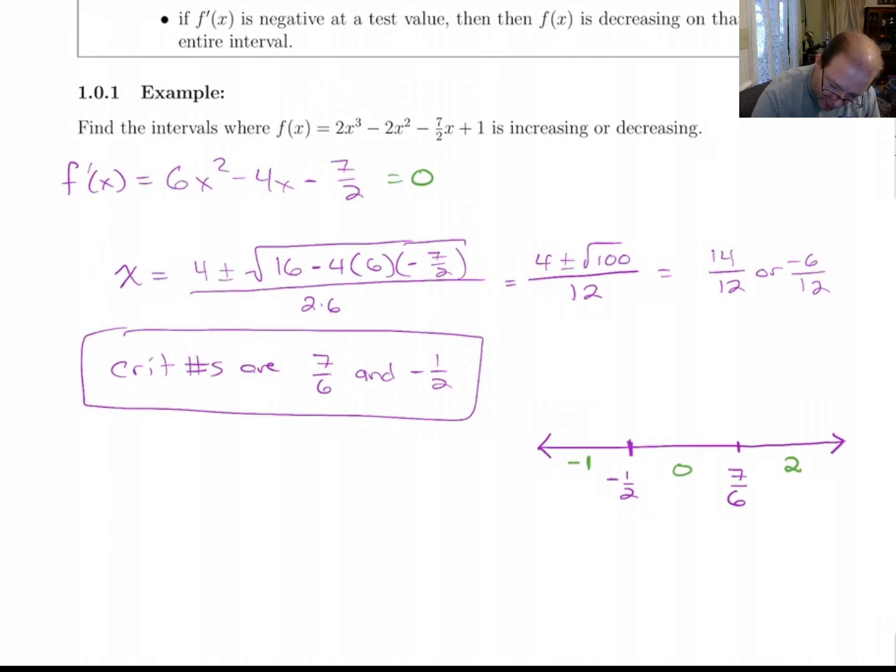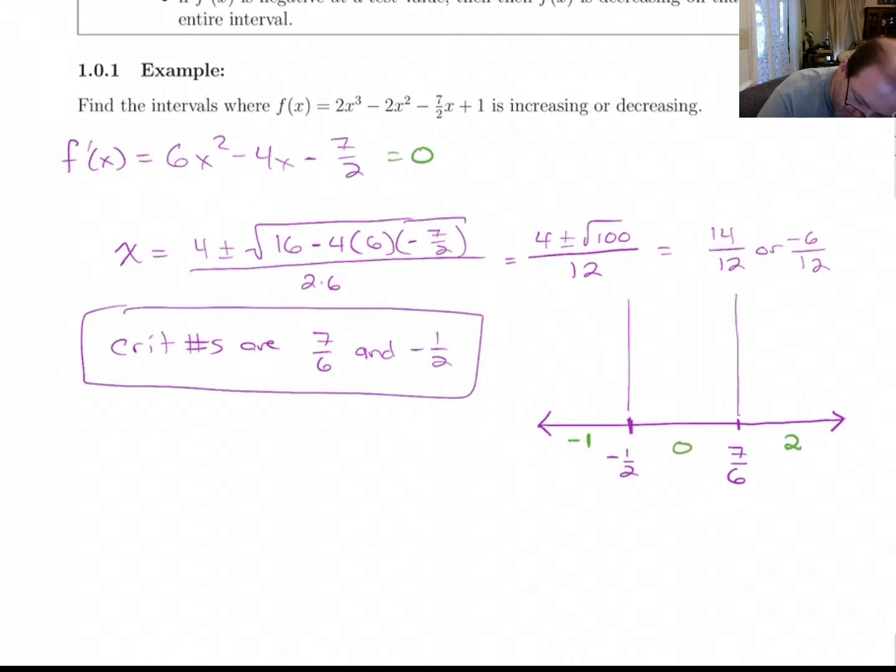Now, I'm also going to come over here and draw some lines up here. These are the only things I'm going to draw. Don't put a tick mark above your test values. You're not cutting the thing up there. You're just cutting it up at the critical numbers. But now I'm going to come over here and evaluate f prime of each one of my test numbers.